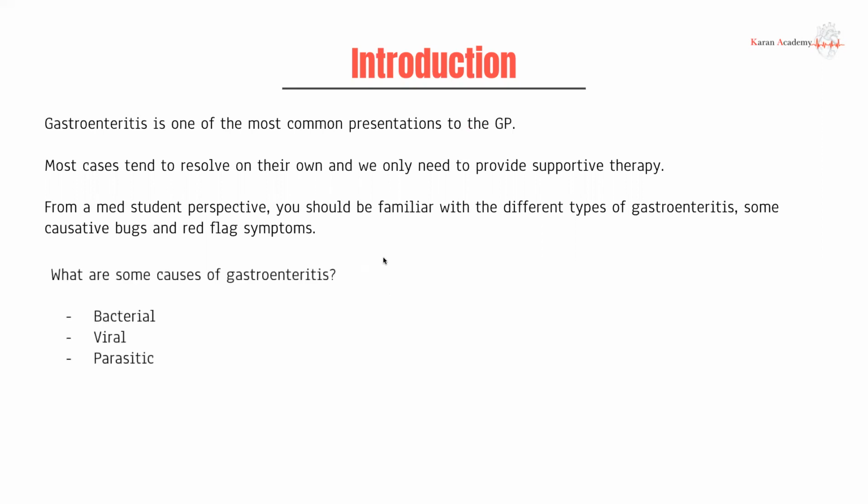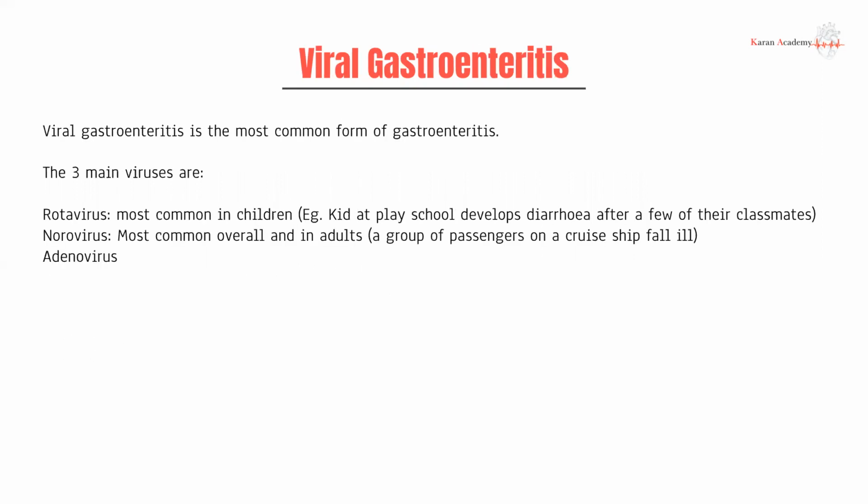Now, what are the causes of gastro? Well, it can be bacterial, viral, and parasitic. Viral gastro is the most common form of gastro, and about 50% of cases tend to be viral. The three main viruses are Rota, Noro, and adenovirus. Rota is more common in children, and on exams, this is quite commonly described as a kid at play school who develops diarrhea after a few other kids in their class do. Norovirus is the most common overall, as well as in adults. And your basic exam question would be that a group of passengers on a cruise ship fall ill. And then you have adenovirus, which I have nothing to offer.